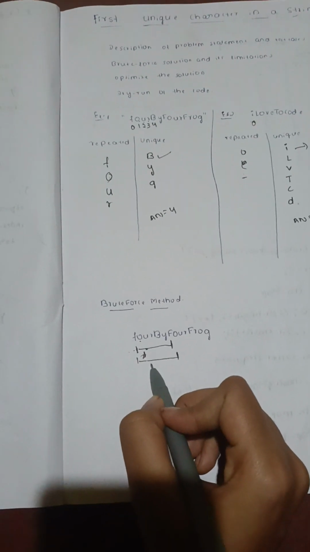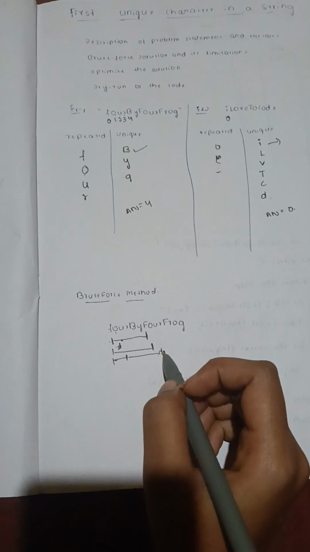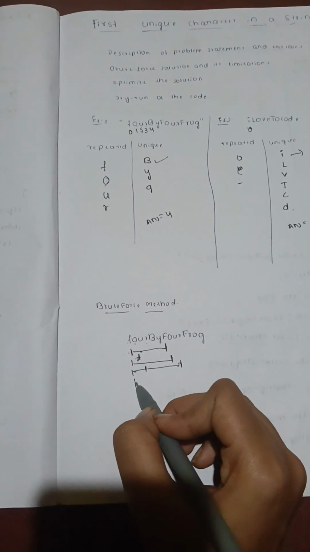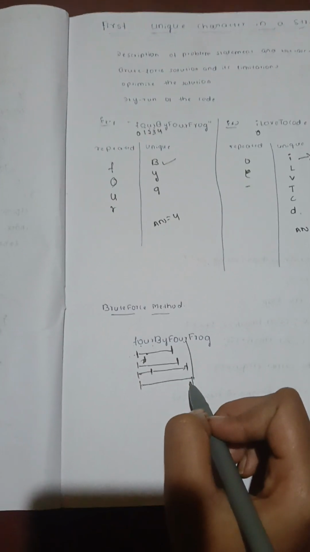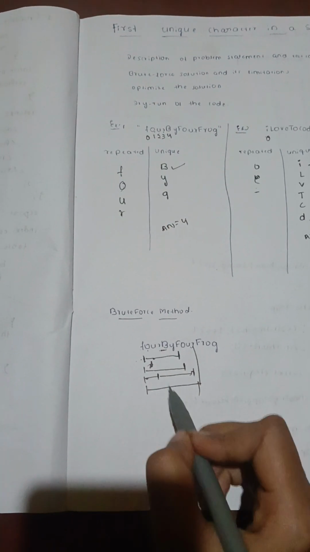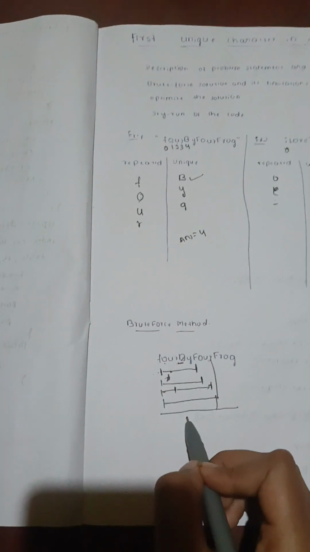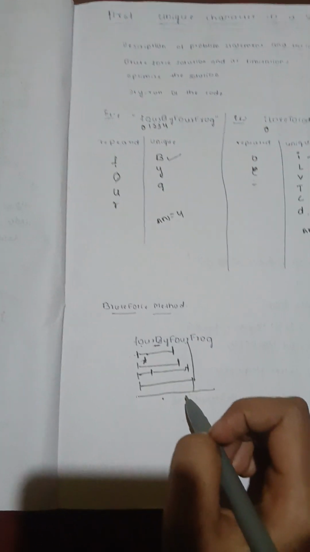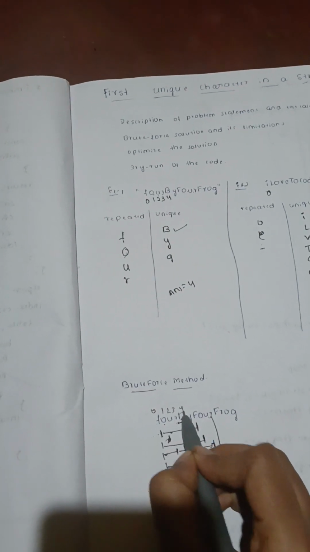Then is the U. U is also repeated, so U is also not a unique character. Then comes R. Let's traverse from the beginning. Is R repeated? Yes, R is repeated here, so R is also not a unique character. Then comes the B. Let's traverse from the beginning. Is there any B other than this? No. So B is the only unique character, the first unique character in this string. Let's see the index: 0, 1, 2, 3 and 4. So the answer is 4. We have seen the brute force approach.